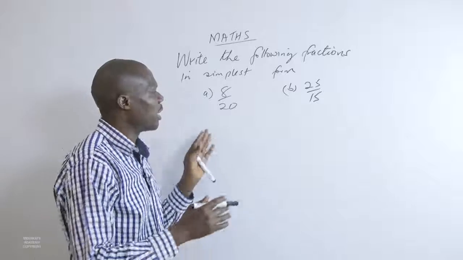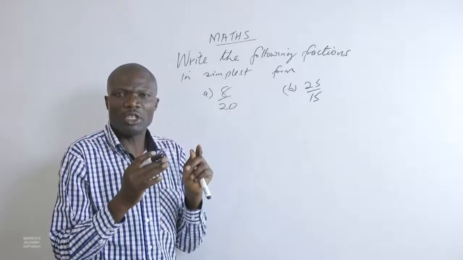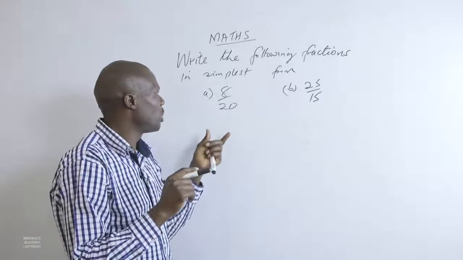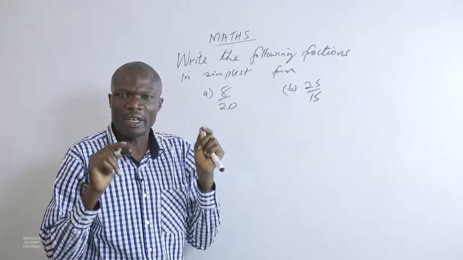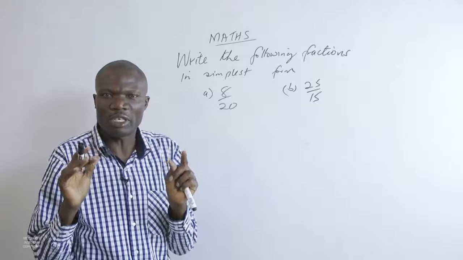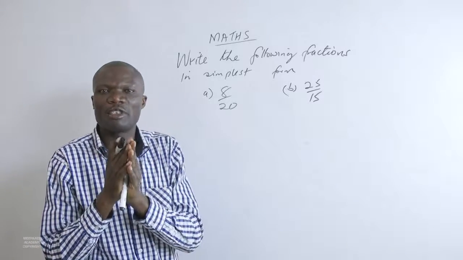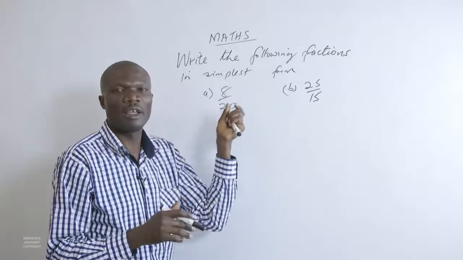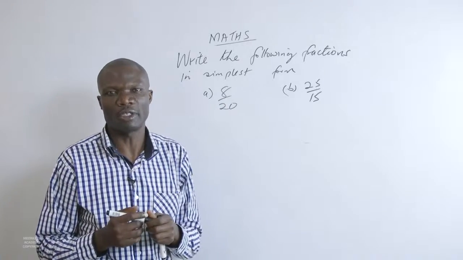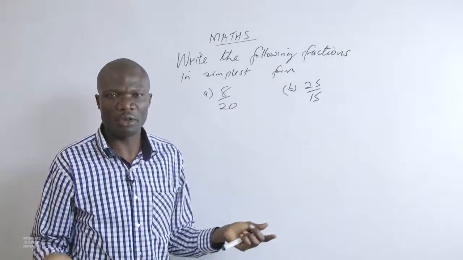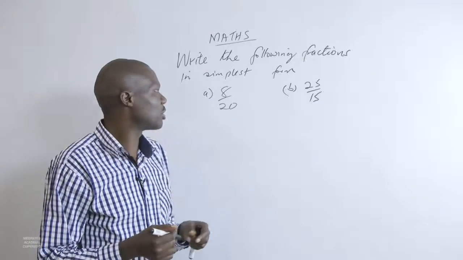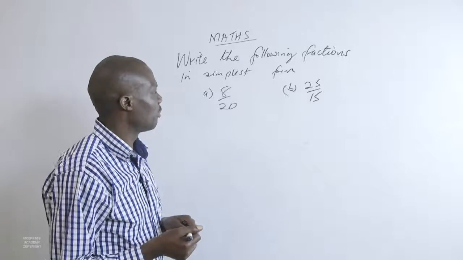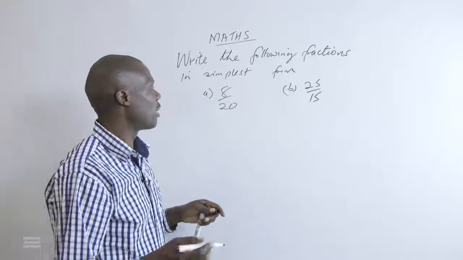As seen earlier, for us to write a fraction in its simplest form, we need to be able to identify the highest common factor. Having identified the highest common factor, we shall go ahead and simply divide by that factor. We know the method of identifying the highest common factor, which we can also do mentally.